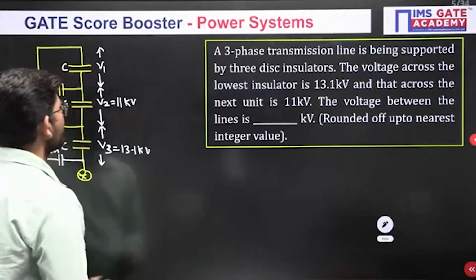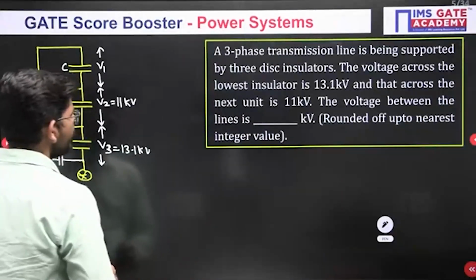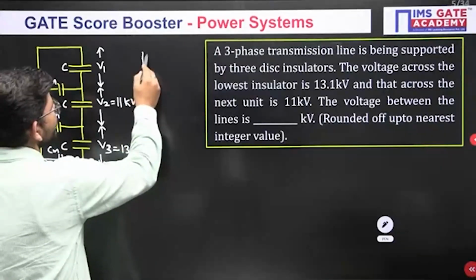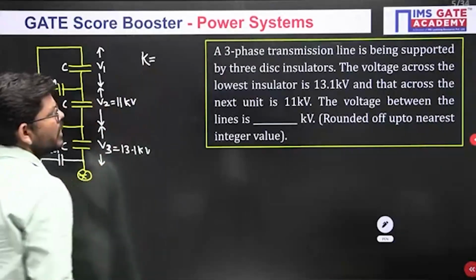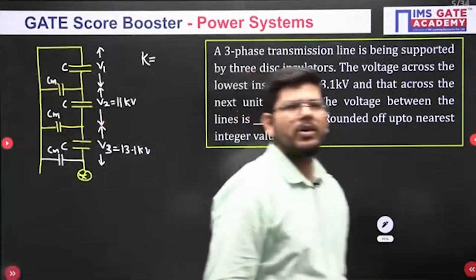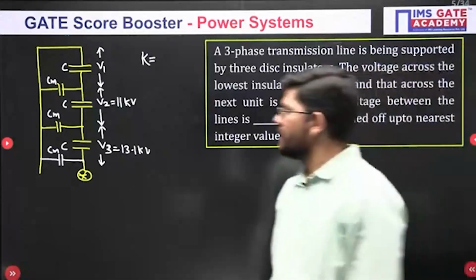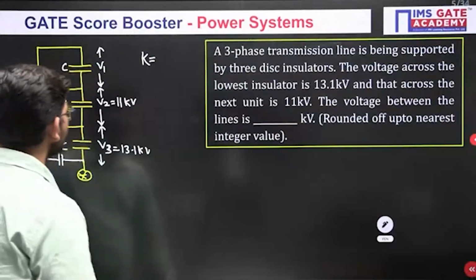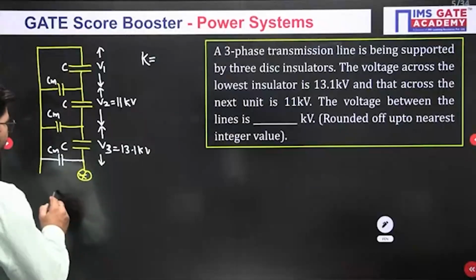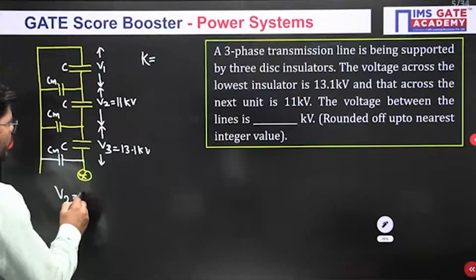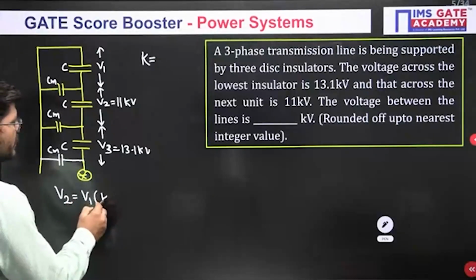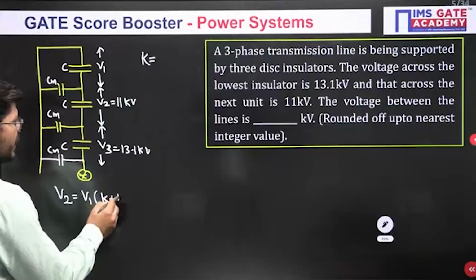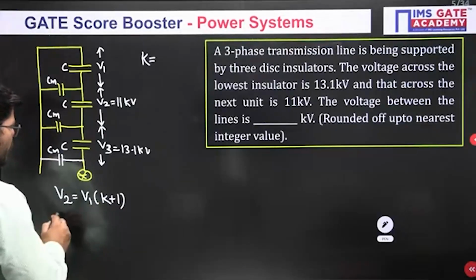Okay, let me see. So just see guys, what has been given to us. You know the value of K. Okay, the value of K is Cm upon C. Fine. So we define K to be Cm upon C. So we have to find the value of K first of all. So you know that in terms of K, V2 is basically equal to V1 (1 + K), or (K + 1) we can write. Okay, so from here what will be the value of V1?